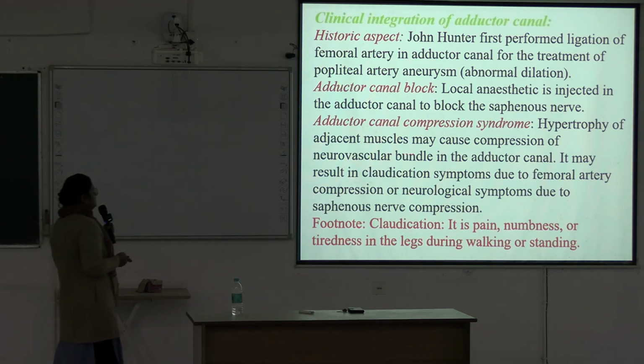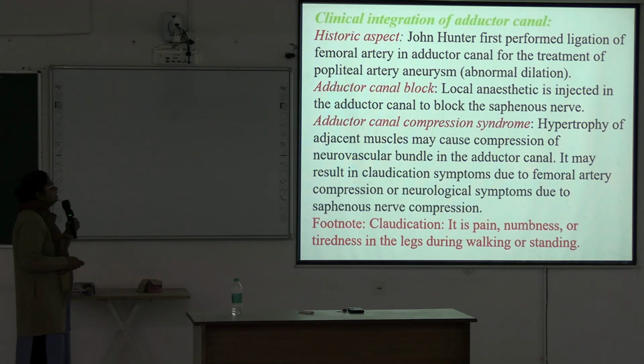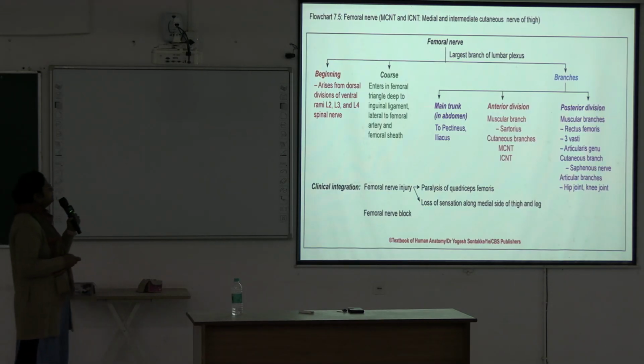So hypertrophy of adjacent muscles may cause compression of the neurovascular bundle in the adductor canal, and it may result in claudication symptoms due to femoral artery compression or neurological symptoms due to saphenous nerve compression. And claudication is pain, numbness, or tiredness in the legs during walking or standing. Okay. So this is the summarization of femoral nerve.